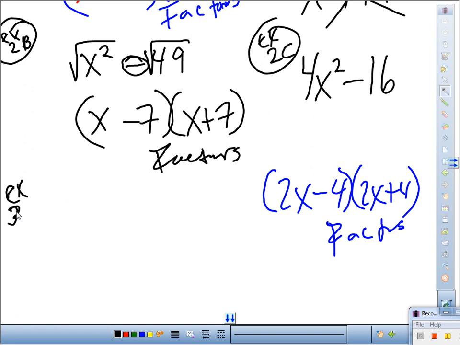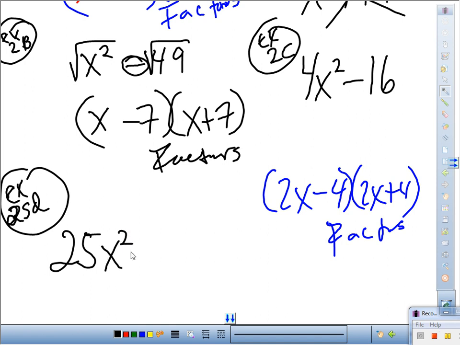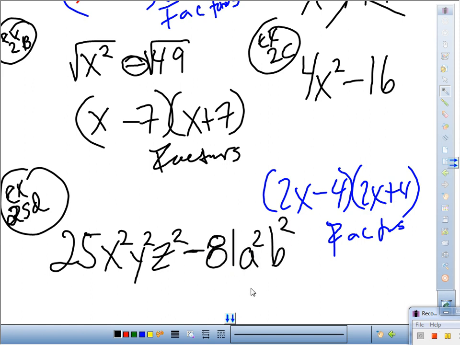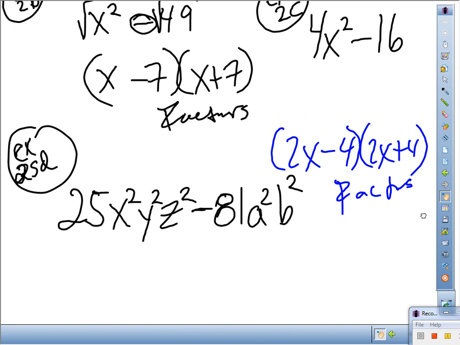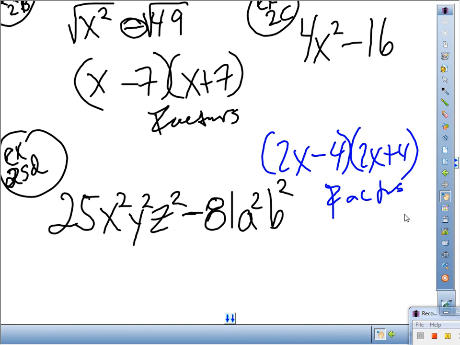Example 2, super cube. Let's do 25x squared y squared z squared minus 81 a squared b squared. Same pattern. Don't get freaked out. 10 seconds. Yeah, you should be getting this if you're not falling asleep, right? Let's go. All right, share with me here, see what they got.